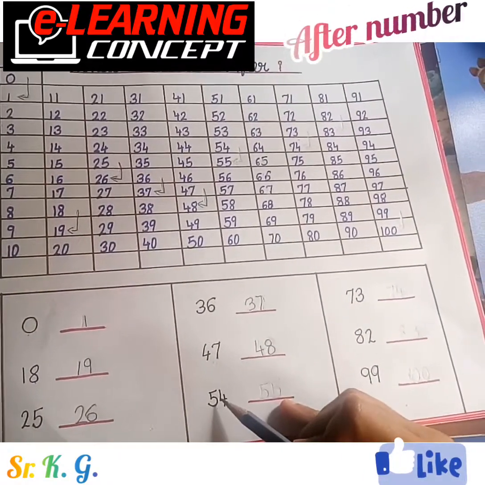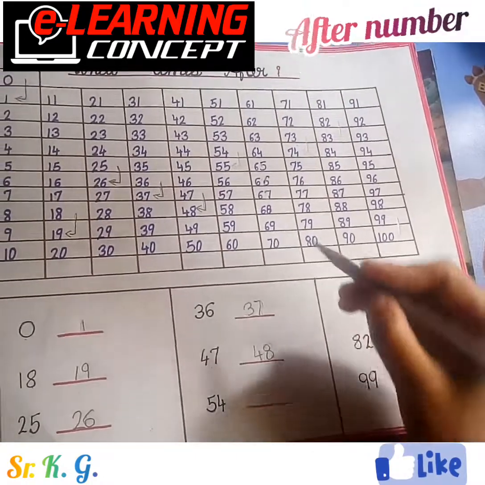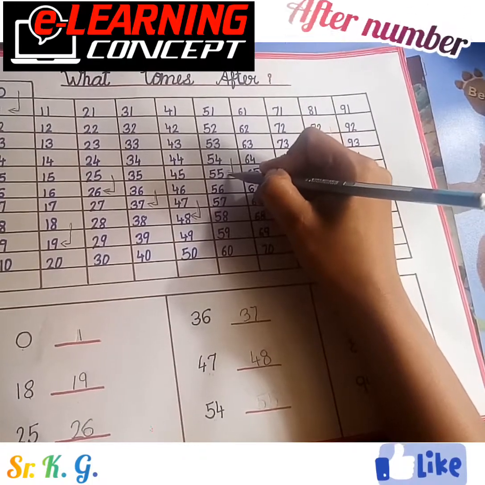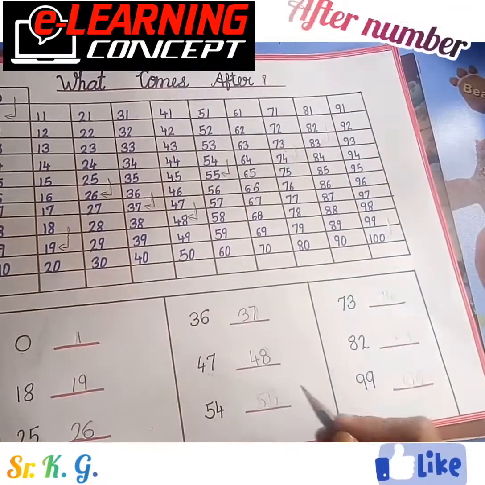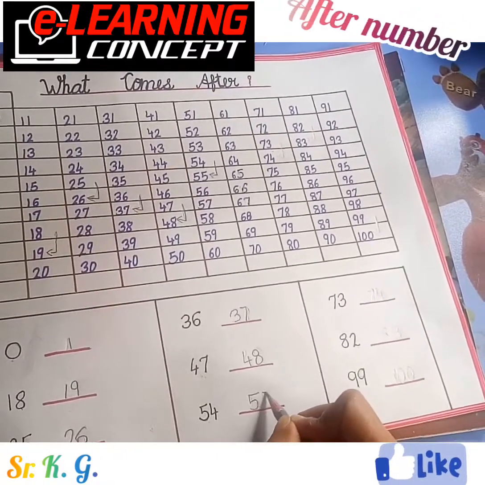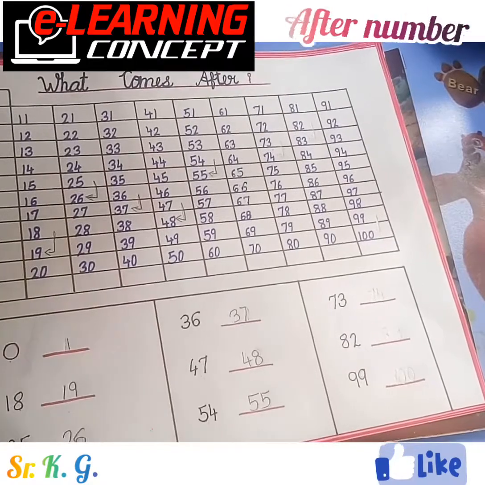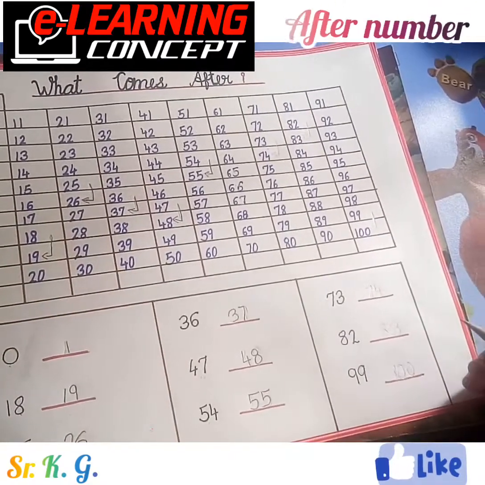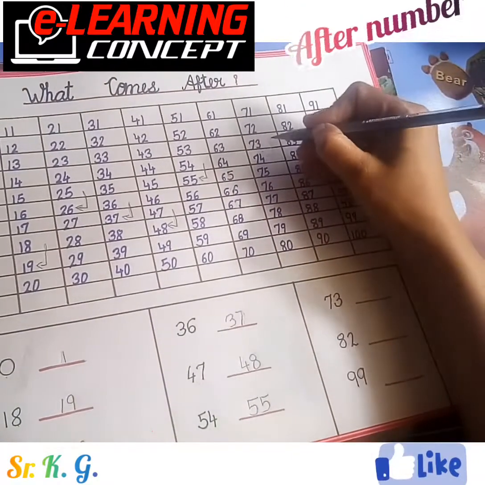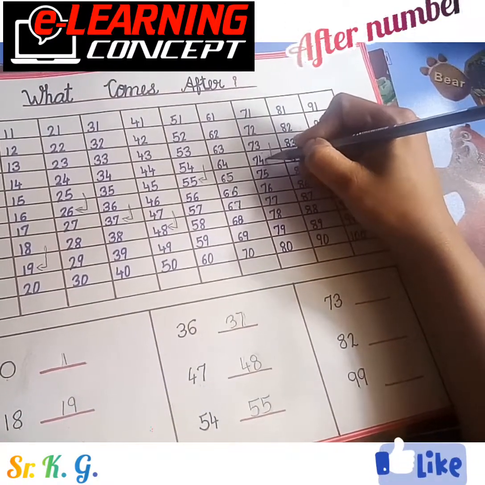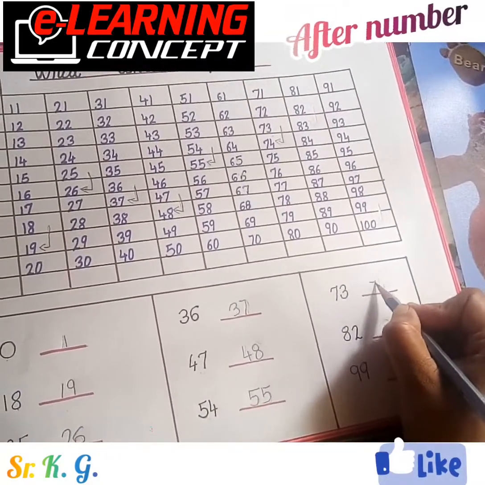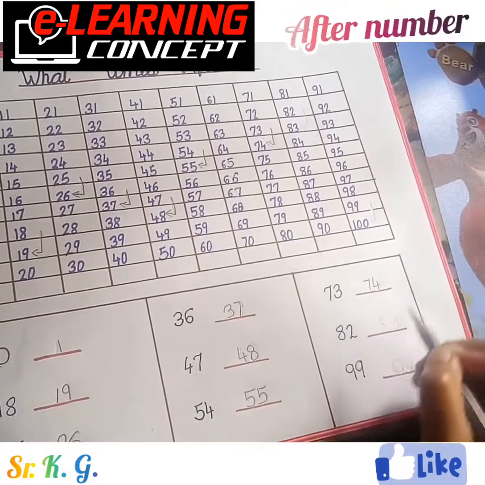What is this? 54. 54 is here. 54's next number is 55. So we will write here 55. Which number is this? 73. 73's next number is 74. So we will write here 74.